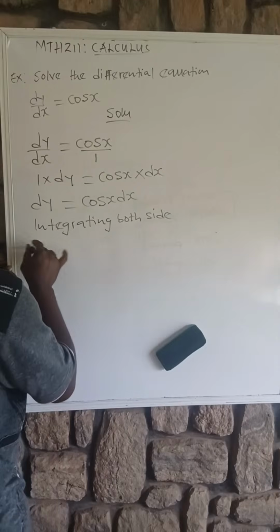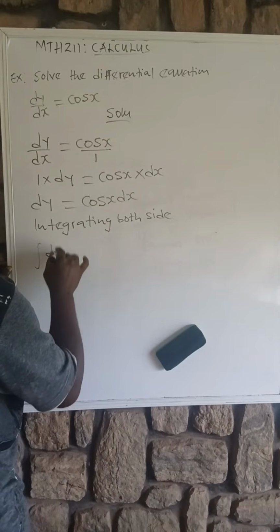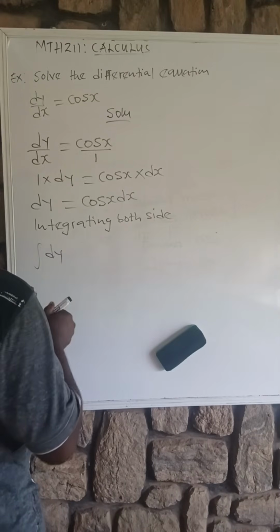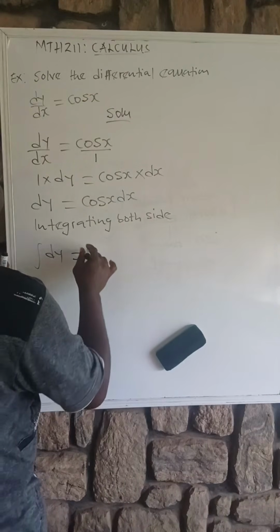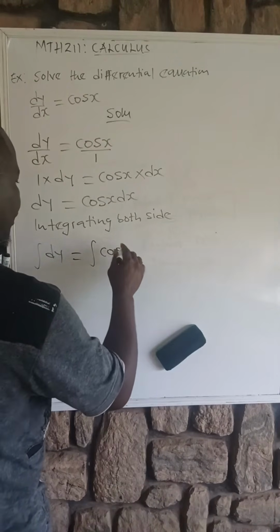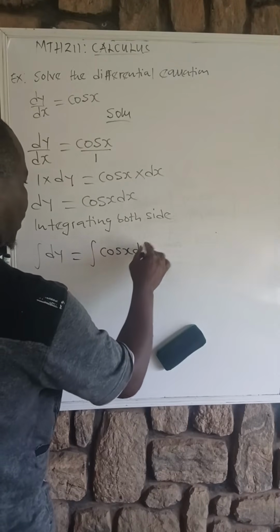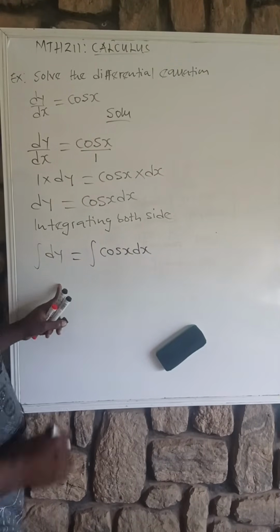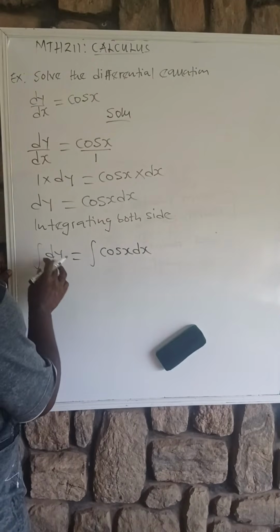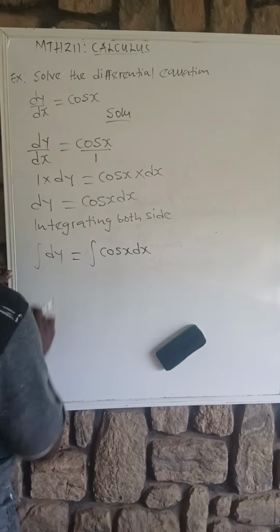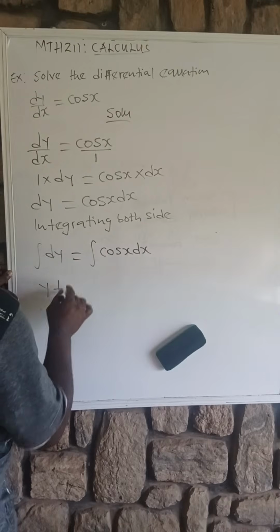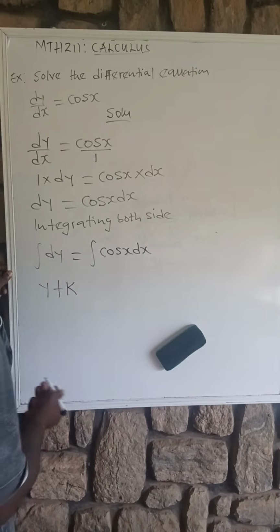So it means integral dy is equal to integral cos x dx. Can you see now? So when you integrate this side, we are supposed to have what? y plus a constant, true of us?